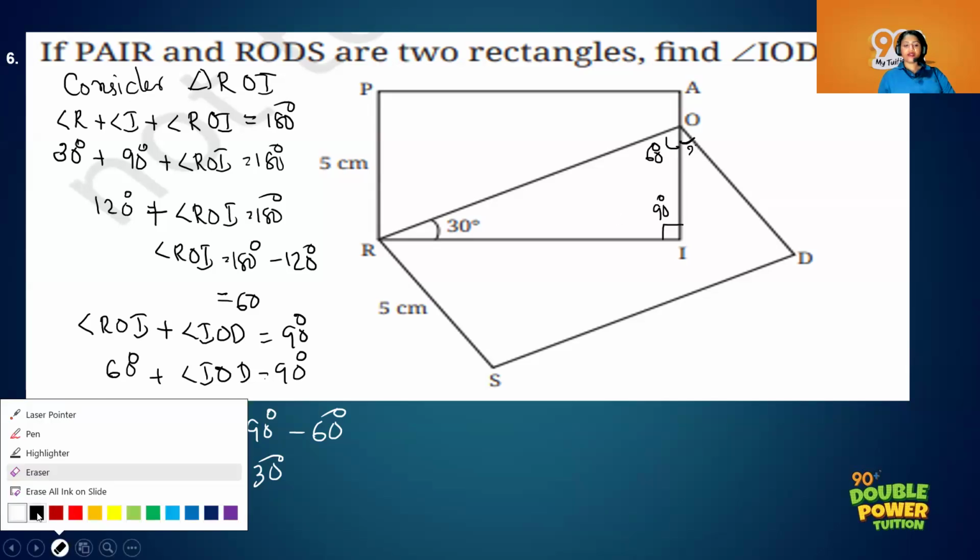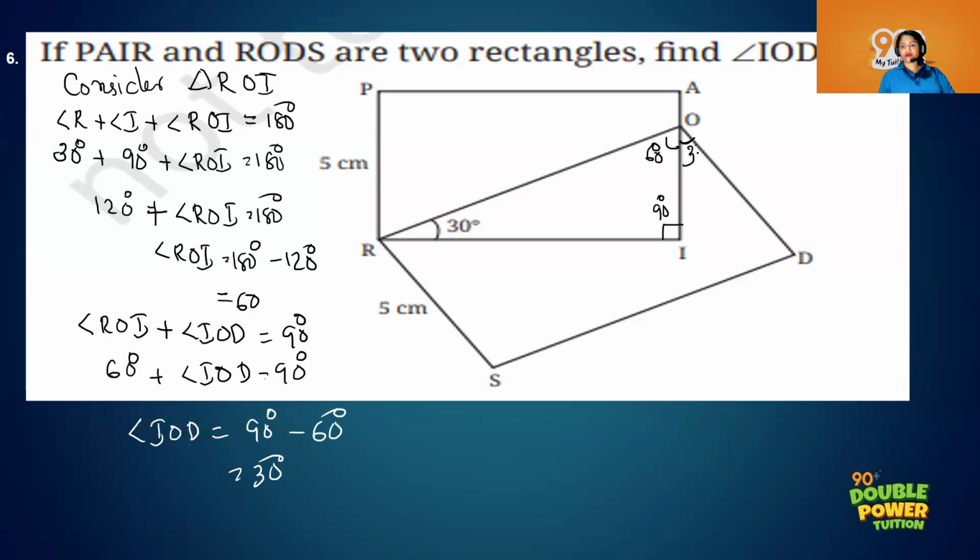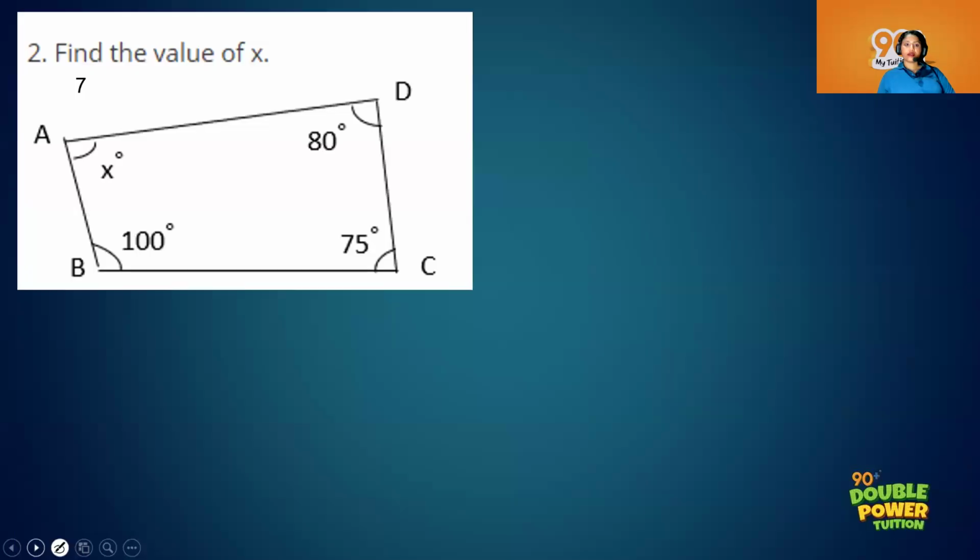Okay, now this is 30 degree. Now it's clear to you? Louis, Tia. It's clear, Gauri? Okay, fine. Then what will be this angle?